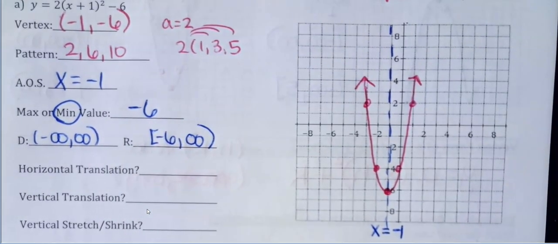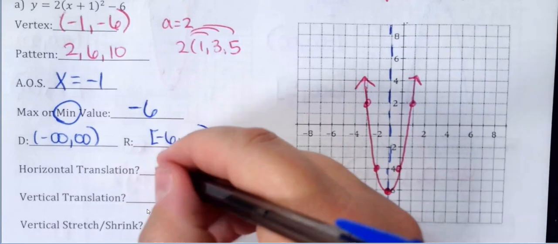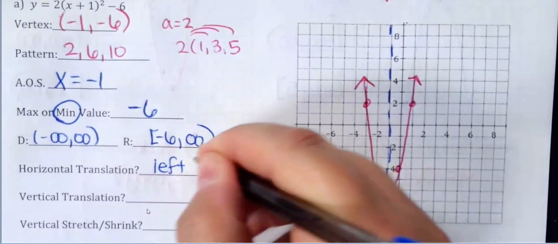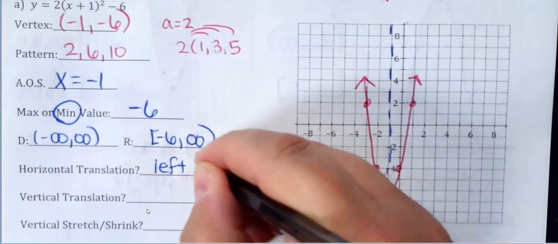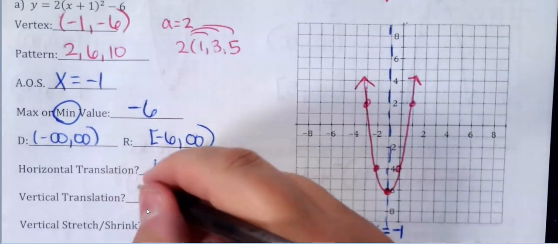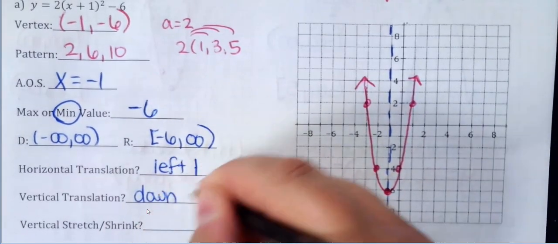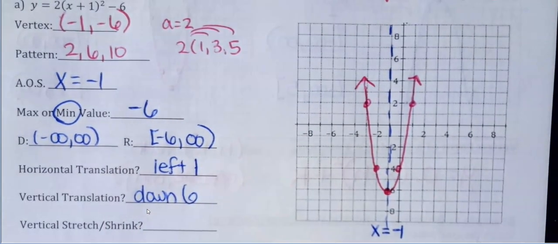In terms of horizontal translation, that's just how the graph from the origin would move left or right. So this is going to be based on the vertex, with the x coordinate of the vertex. So it's just going left 1, and then we went down 6. So I'm just kind of describing the vertex. So the vertex is -1, -6.